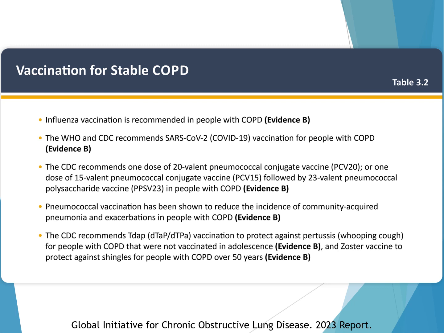As mentioned, the GOLD guidelines do give recommendations for vaccinations for COPD patients. This goes into a little bit more detail about that. For influenza vaccinations, it can reduce serious illness and death and is recommended for all patients. The WHO and CDC recommend the COVID-19 vaccination for people with COPD, as well as the PPSV23 pneumococcal vaccine, which has been shown to reduce the incidence of community-acquired pneumonia in COPD patients that are less than 65, with an FEV1 of less than 40% predicted, and in those with comorbidities.